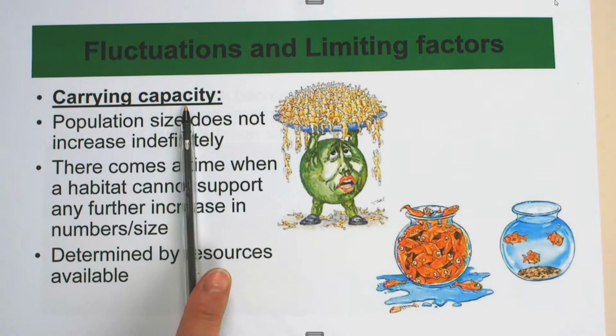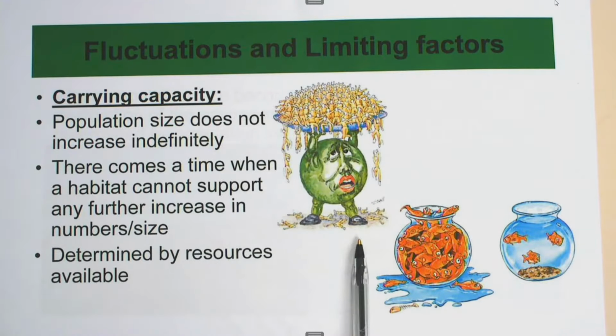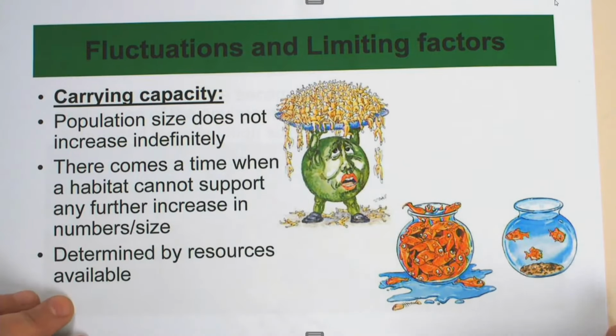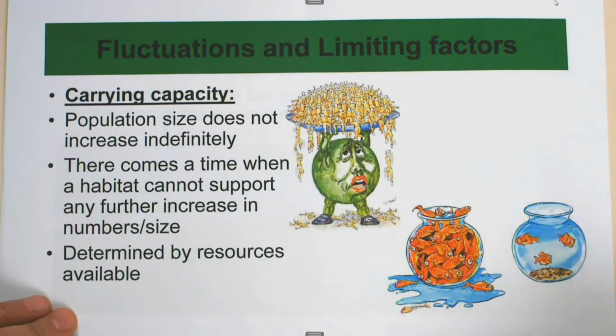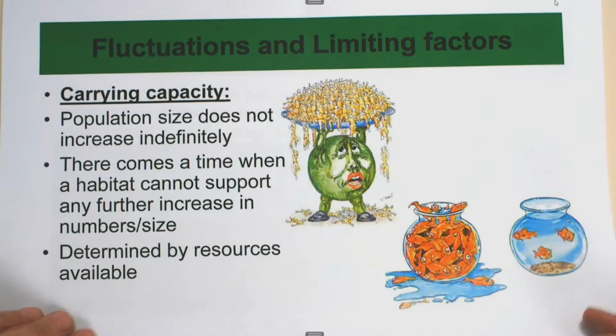So carrying capacity is, there comes a time when a habitat cannot support any further increase in numbers. So that is the number that a certain area can sustain. If a certain area cannot sustain the population anymore, there are limits, like there's not enough water, not enough food, and that will be a limiting factor. Here you can see, trying to indicate carrying capacity.